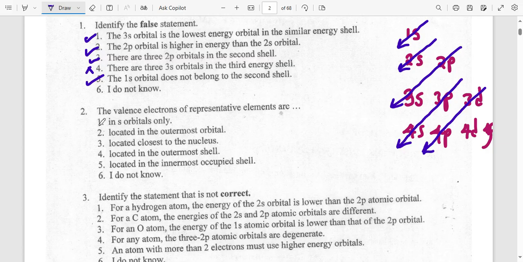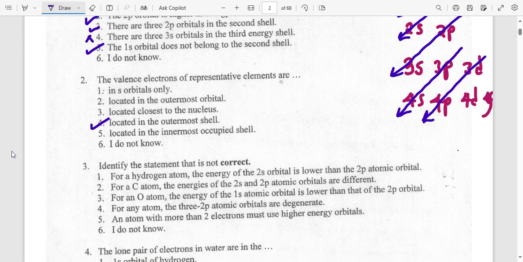Question number 2. The valence electrons of representative elements are. Now, valence electrons are electrons in the outermost shell. So they are located in the outermost shell. That's what we call valence electrons.